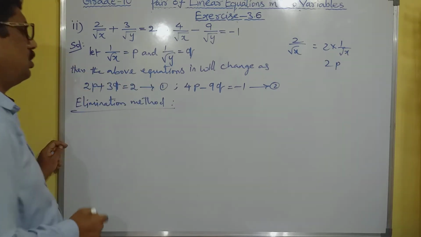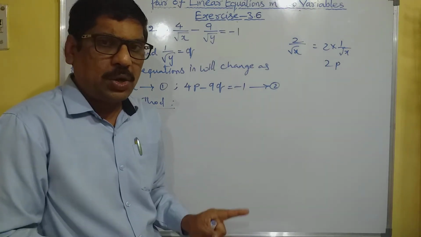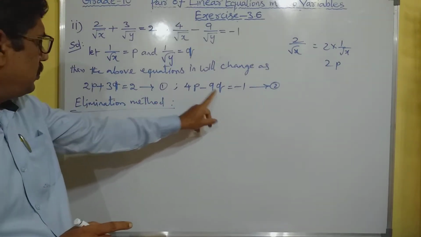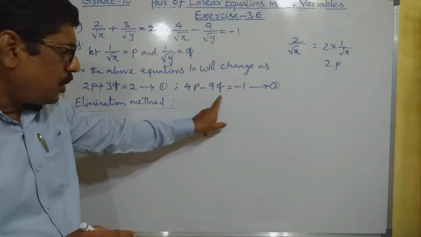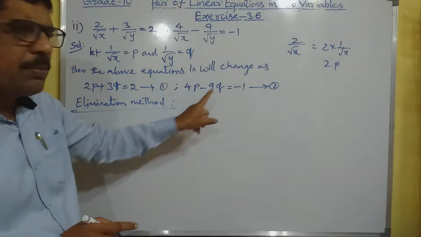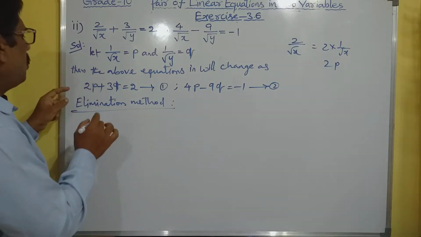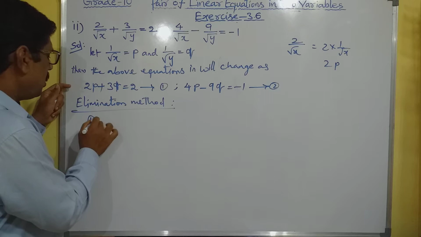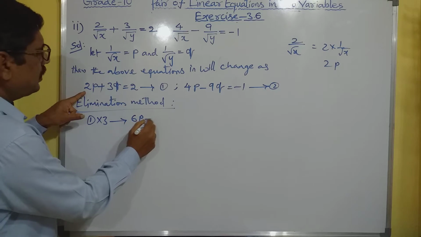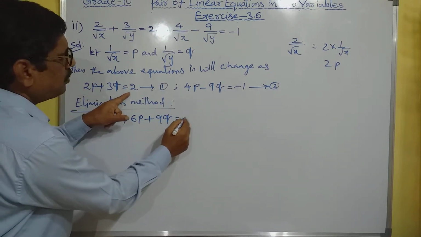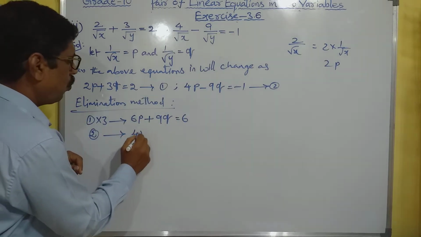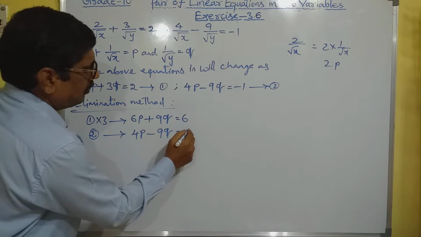So how to use the elimination method? Here I am going to equate the coefficients of q. See, here p and q are the variables for these two equations. Here q coefficient is 3, here q coefficient is minus 9. So if you get 9 here, the 9q and minus 9q will get cancelled. So let us multiply the first equation with 3. Then what we will get? 3 twos are 6p, 3 threes are 9q, 3 twos are 6. And the second equation you can take as it is, 4p minus 9q is equal to minus 1.